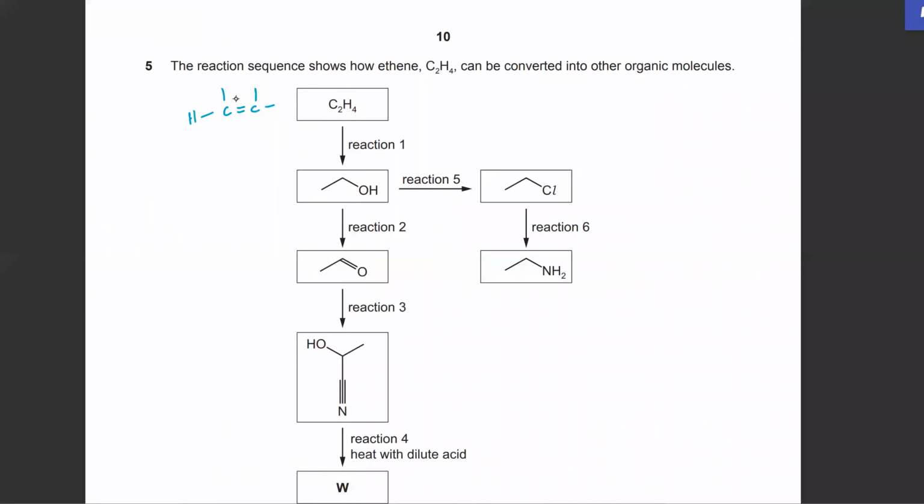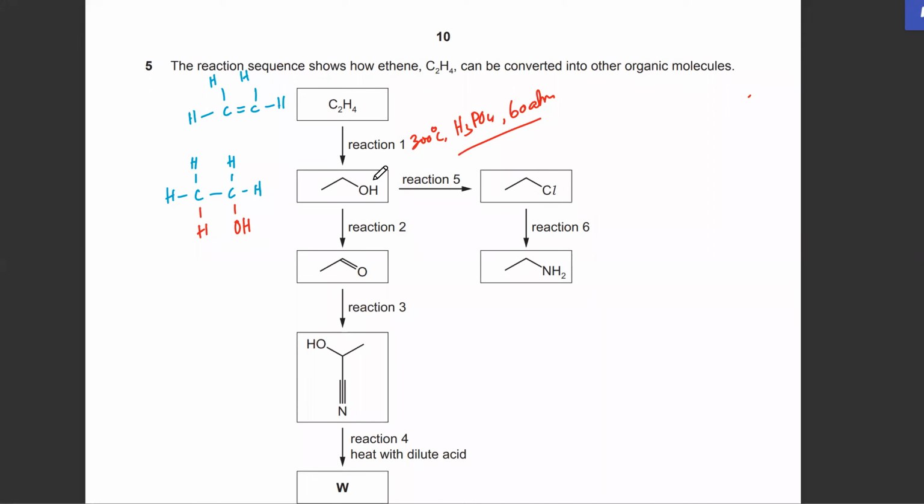So what will happen is, on one carbon atom, OH will be added, and on the other one, the double bond will go away. There's going to be H and there's going to be OH. Most likely, he would be asking about the conditions. So conditions for reaction number 1 are 300 degrees centigrade temperature, phosphoric acid as the catalyst, and 60 atmosphere as the pressure.